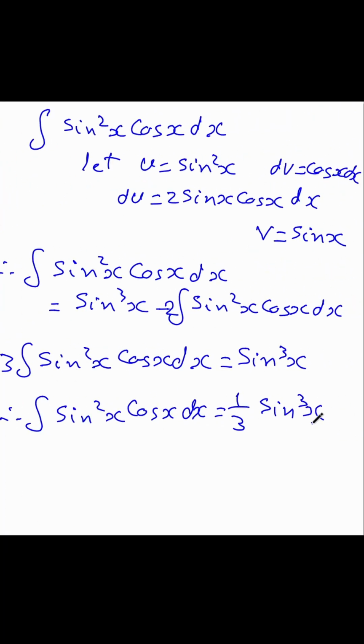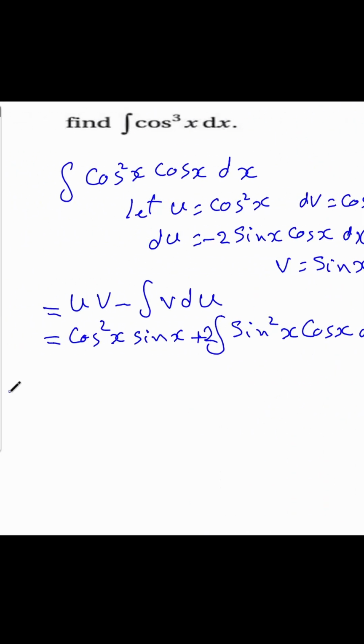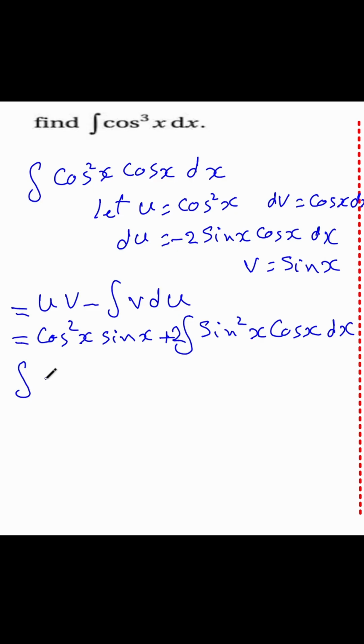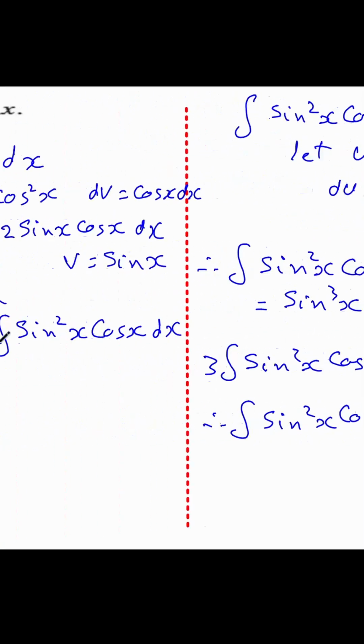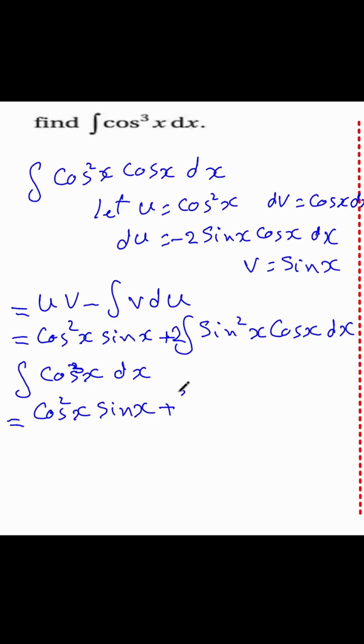One third sine cubed x. Okay, now the final answer for this one, the integral of cosine cubed x dx, this is the given question, is equal to, this is the first part, cosine squared x sine x plus here 2, the integral of this. The integral of this is one third, so you should multiply 2 by one third. It will be 2 over 3 sine cubed x plus c.